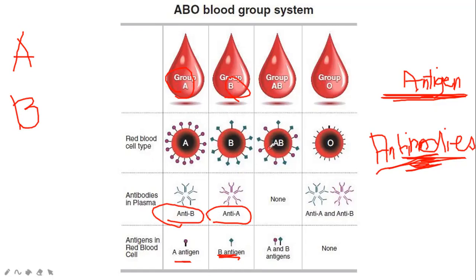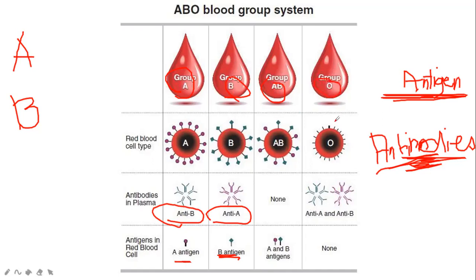Now, what if both A and B antigen ang naa sa imuha? So, if both A and B antigens ang naa sa imuha, you are considered to be blood group AB or type AB. But what if pud walay antigen or neither A or B antigen ang naa sa imuha, kanang wala kay A, wala kay B antigen, then you are considered to be type O.